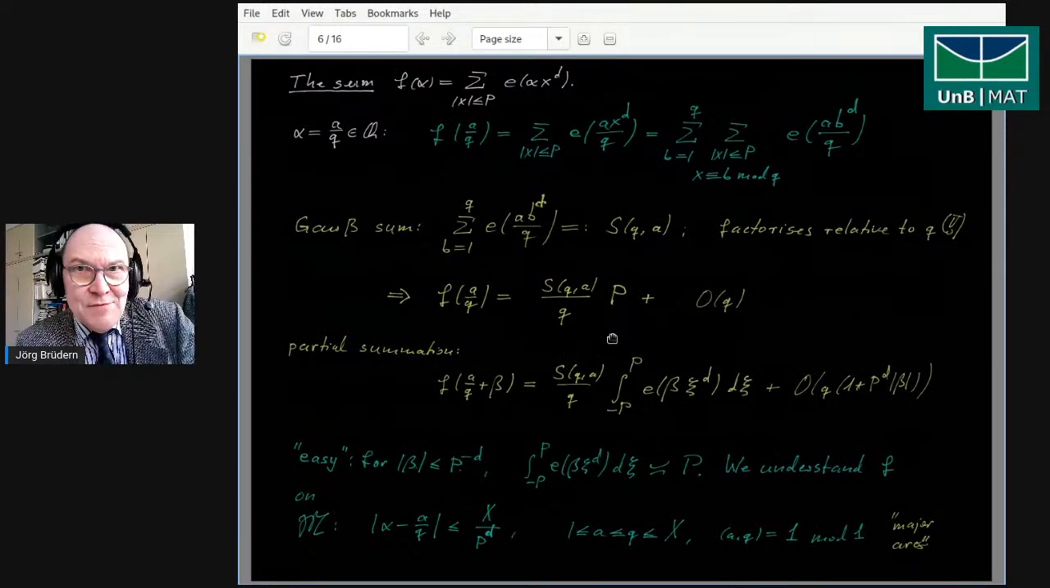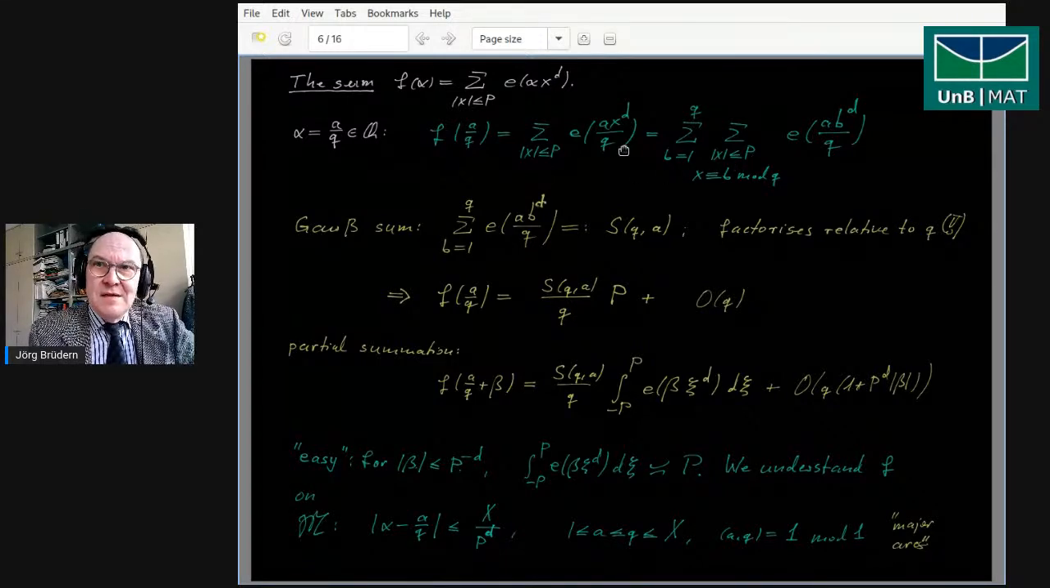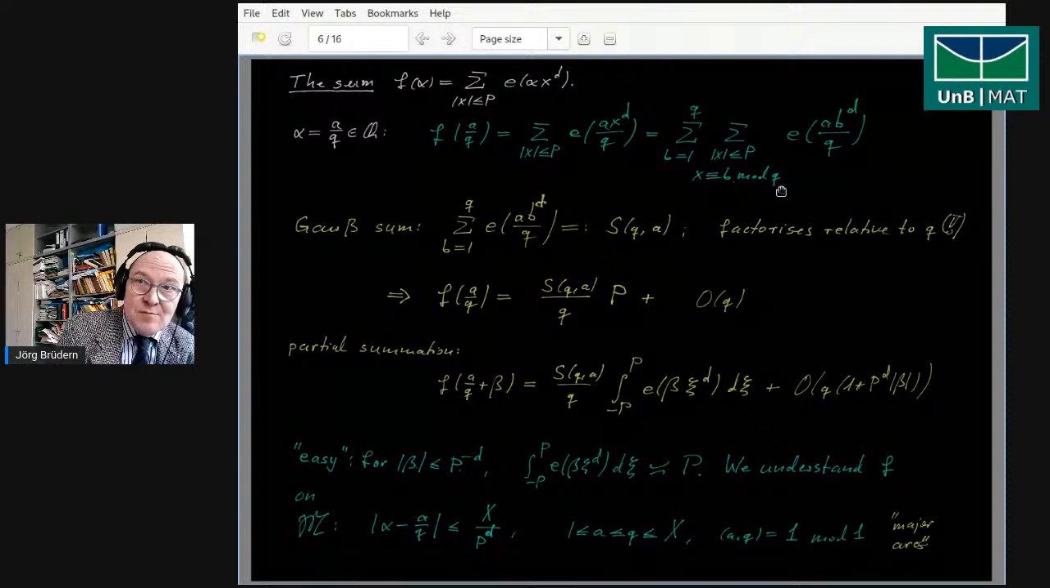If you evaluate the function f at a rational point a over q, and we think of q as being small compared with p, then you can see with the naked eye that the complex exponential, because it has period 1, will depend on x only in the residue class modulo q. So what I do is I just force x into a residue class modulo q and sum over all the potential residue classes.